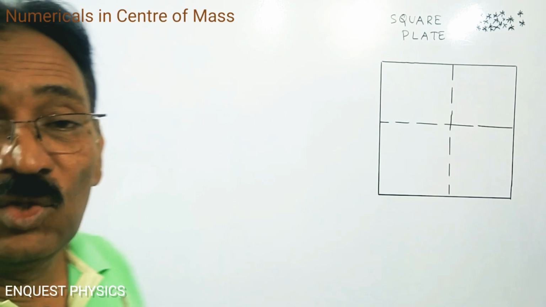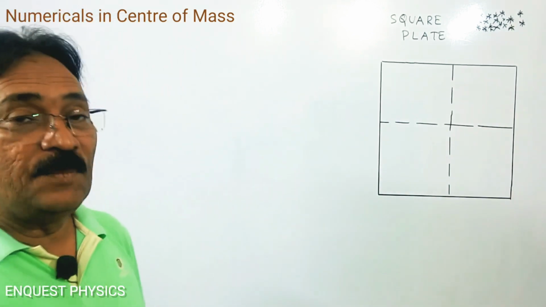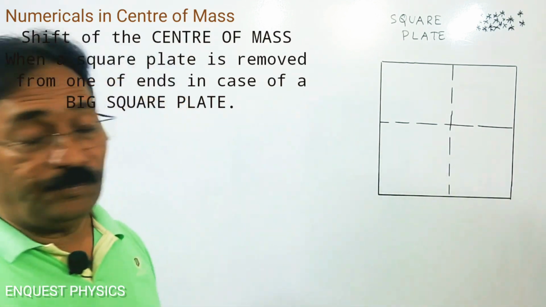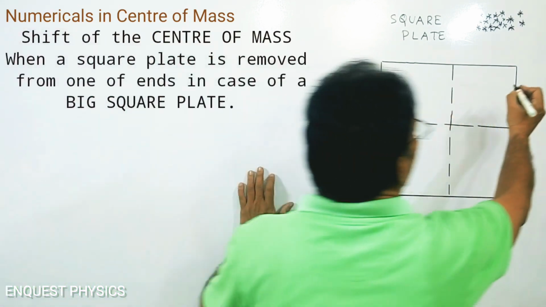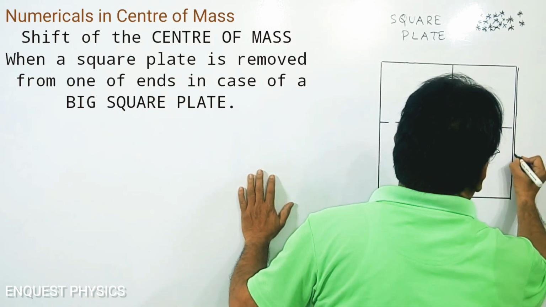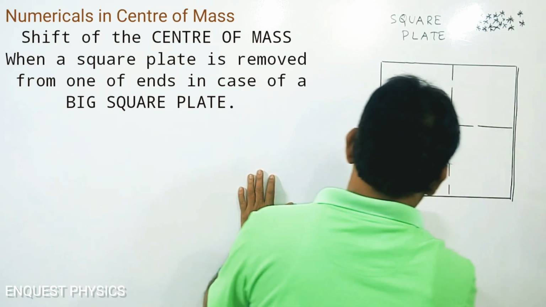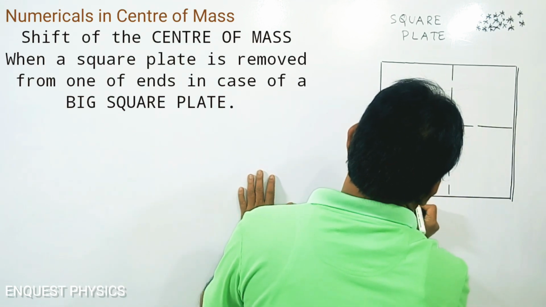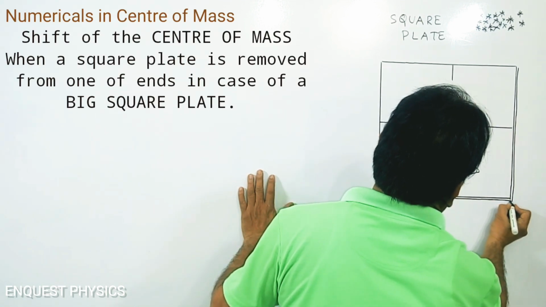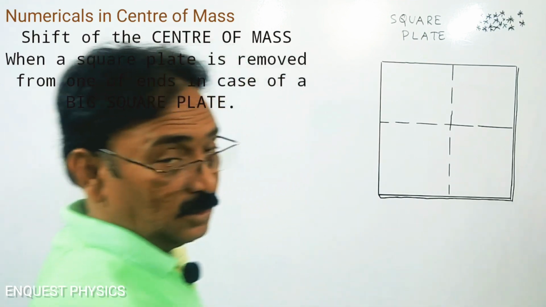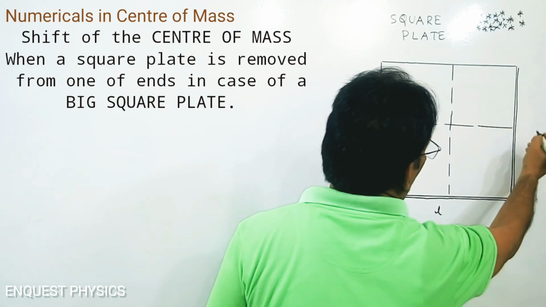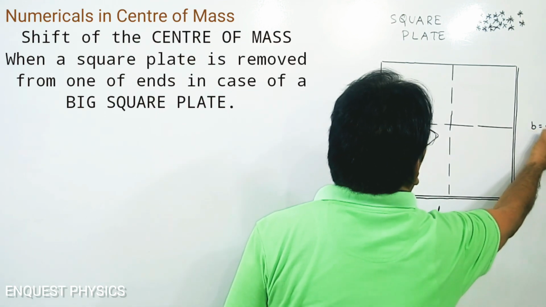Okay students, let's do one more example on the same concept. This time, instead of the circular plate, we take a square plate. Let's say the square plate has uniform thickness and is made of a material of the same density. The square plate has a length of L and its breadth is also equal to L.